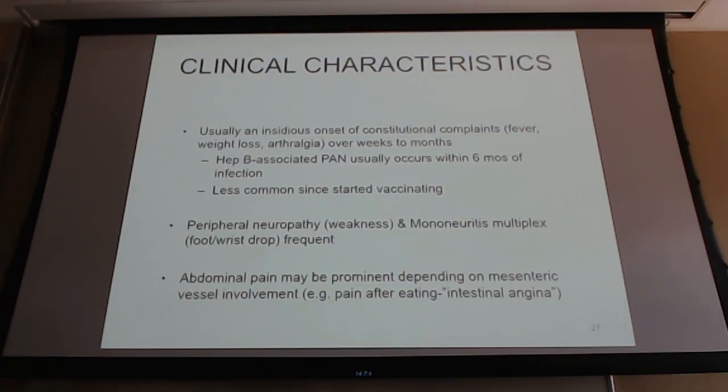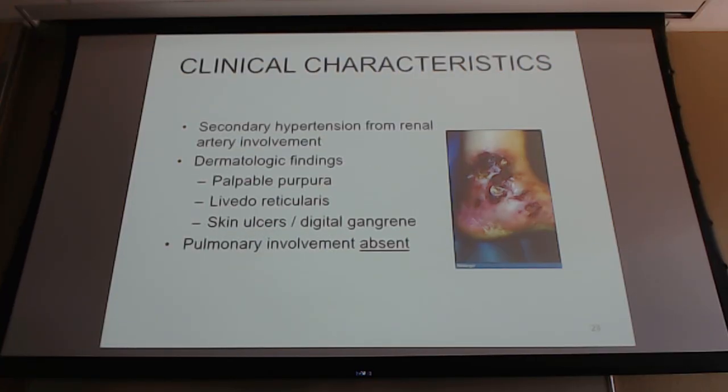These do not look good, okay? So you'll see that. Clinical characteristics: secondary hypertension from renal artery involvement, dermatological findings, so they'll have that palpable purpura, livedo reticularis, skin ulcers, digital gangrene. Pulmonary involvement absent, so their lungs are good.